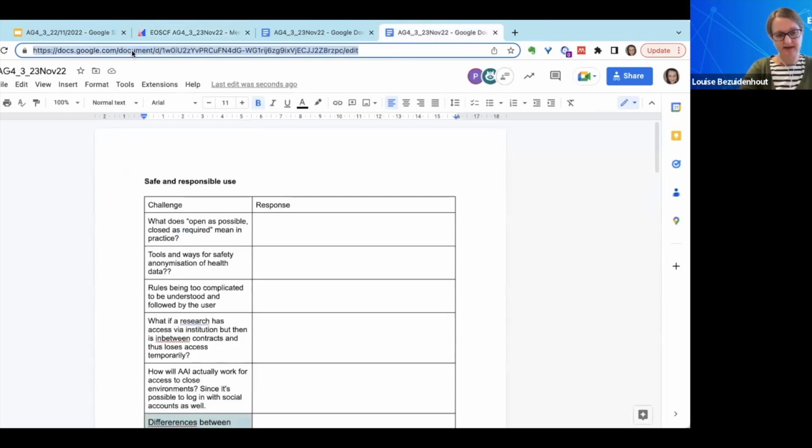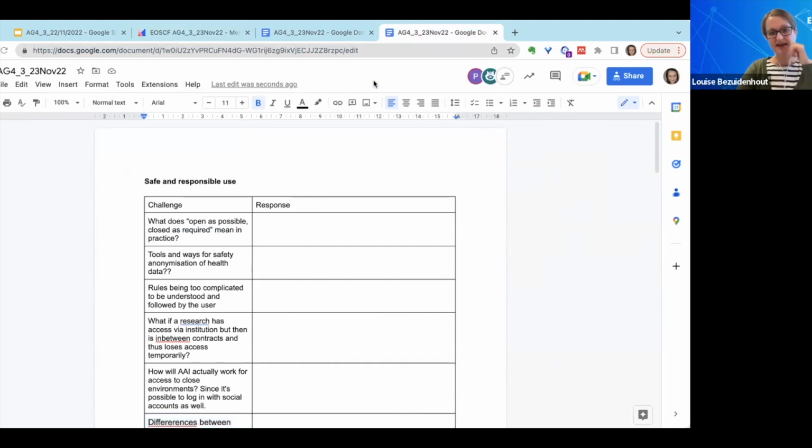So now I'll put this in the chat. My fabulous colleagues have been inputting those into the Google Doc, and now we can all start going to the Google Doc and trying to start a discussion about these.